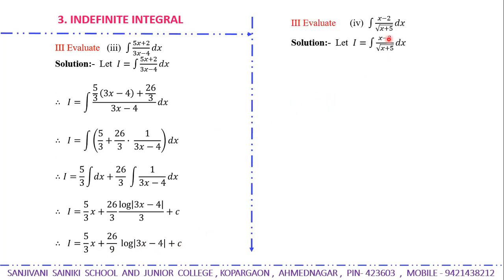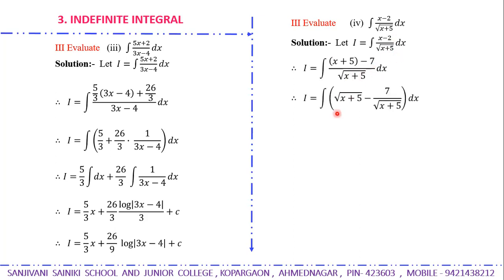The next example, x minus 2 upon root x plus 5. Again, we have to modify this numerator by expressing it in the form of the denominator. The denominator contains x plus 5 and here is x minus 2. So here we have to add and subtract 5. So you get x plus 5 minus 7. Then divide separately. This x plus 5 can be written as root of x plus 5 bracket square. So one root will cancel and one will remain.